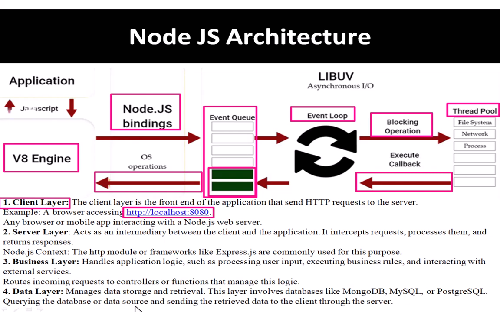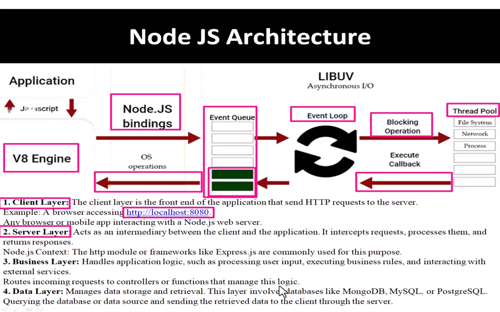The next layer is the server layer. The server layer acts as an intermediary between the client application and the server application. Here it communicates with the client, and after that it has to generate the response. It intercepts requests, processes them and returns the responses. In the context of Node.js, the HTTP module or frameworks like Express.js are commonly used for this purpose.